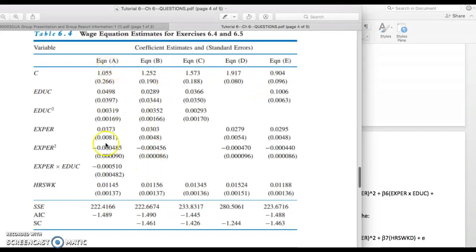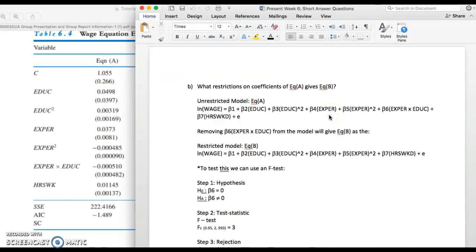So we've got equation A here, includes all 7 betas, beta 1 to beta 7. Equation B removes beta 6, the experience times education factor. So we're going to run through the answers to that one here. So we've got our unrestricted model of equation A. By removing beta 6 from the model, we get equation B, which is our restricted model here. So there's no beta 6 there, which is experience times education.